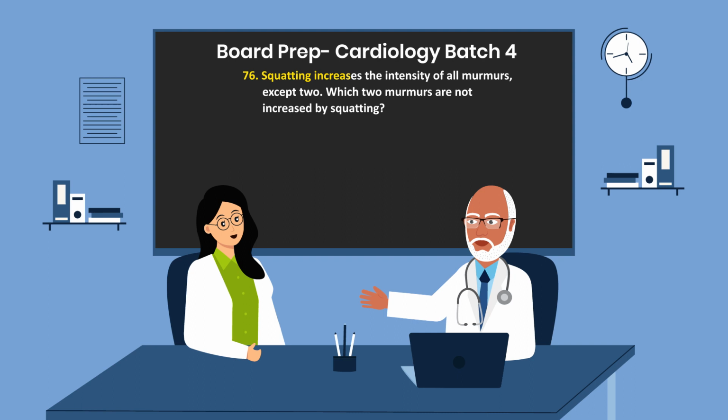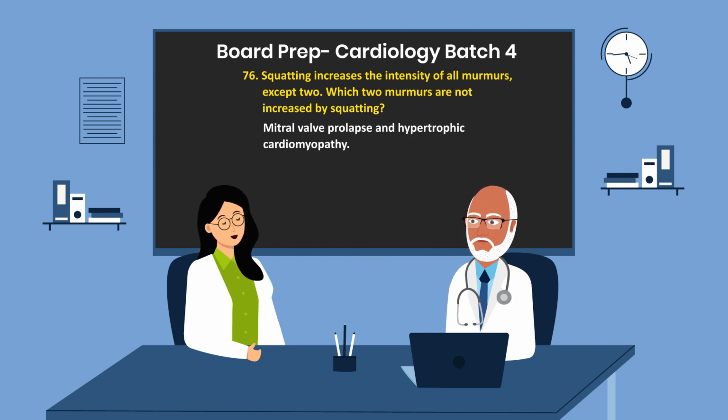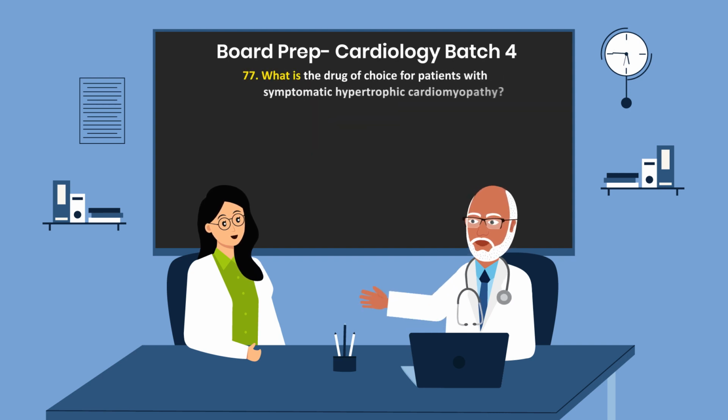Squatting increases the intensity of all murmurs except two. Which two murmurs are not increased by squatting? Mitral valve prolapse and hypertrophic cardiomyopathy. Which is the drug of choice for patients with symptomatic hypertrophic cardiomyopathy? Carvedilol, which is a beta blocker.